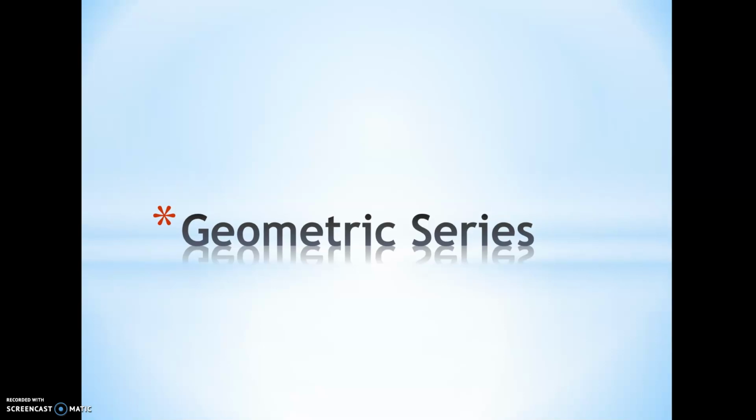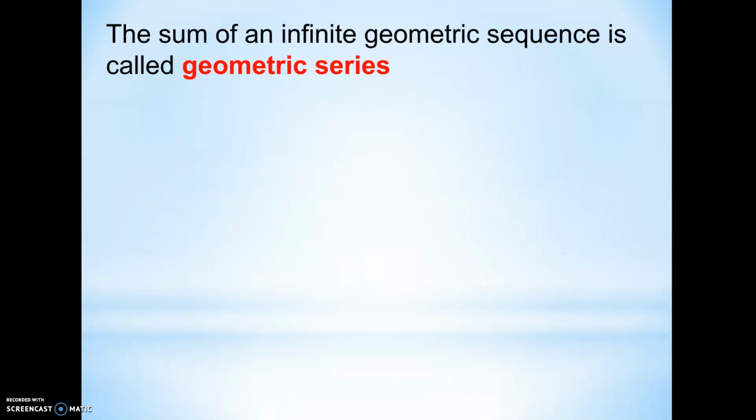Okay, so we're going to be doing geometric series today. It's a pretty friendly topic. Let's get going. The sum of an infinite geometric sequence is called a geometric series. Notice the mention of infinite, okay? Because a geometric sequence is just a list of numbers, but once I say it's infinite, that means it goes on forever, and then it turns into a geometric series when I add up all of my infinite terms.